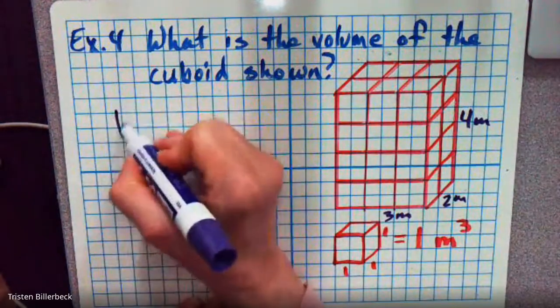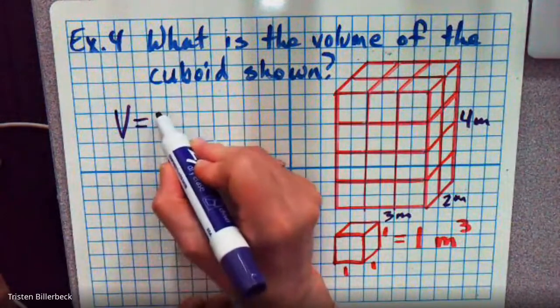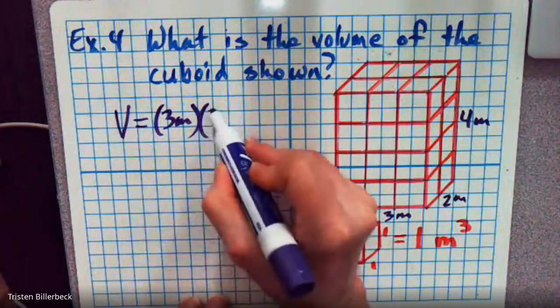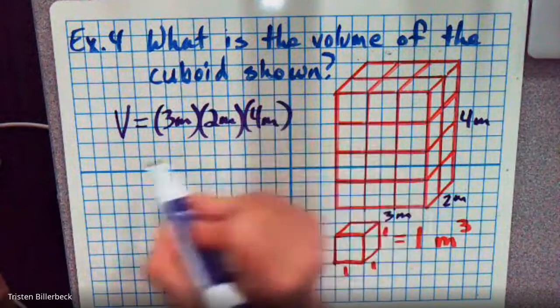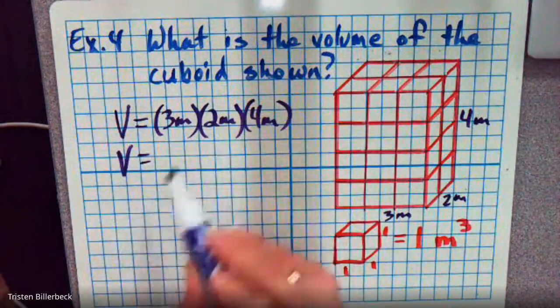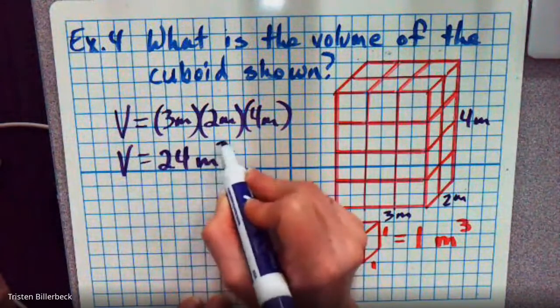Okay, so then the volume is 3 meters times 2 meters times 4 meters, which is 3 times 2 is 6, 6 times 4 is 24 meters cubed.